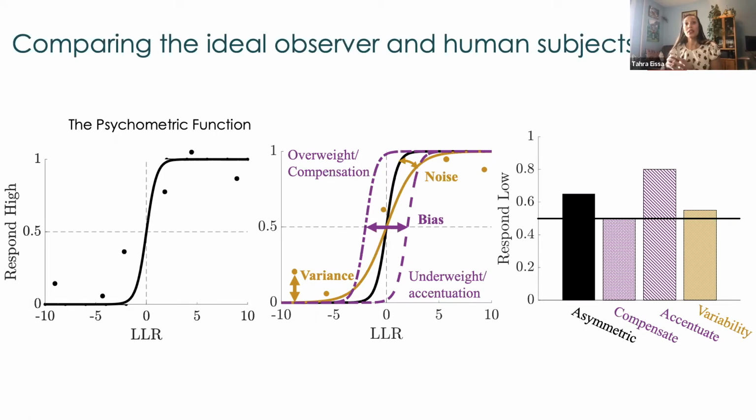And so this is why we need to combine our understanding of how we're approaching asymmetric evidence with something like these psychometric functions and these bias and variance metrics. So keeping all of this in mind, we now are able to actually ask the question: what do humans do when presented with asymmetric evidence?